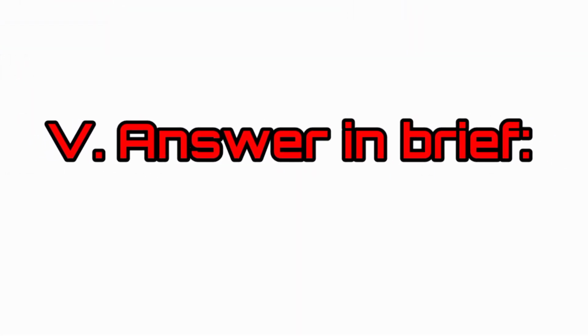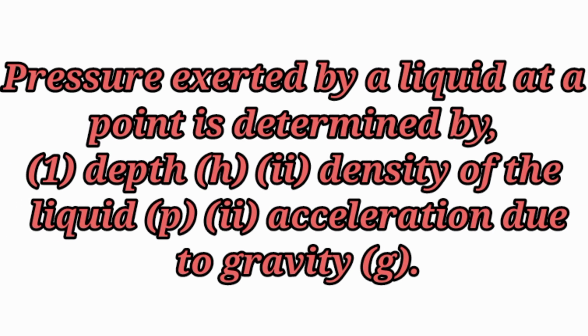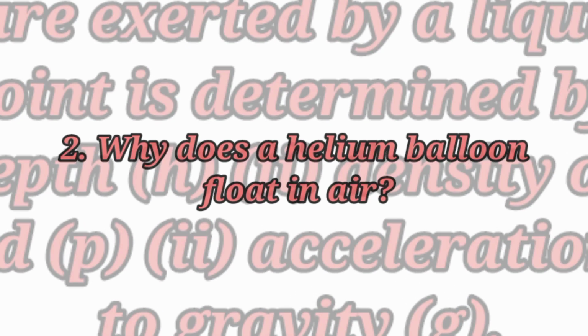Answer in brief. On what factors the pressure exerted by the liquid depends on? Answer: pressure exerted by a liquid at a point is determined by depth h, density of the liquid rho, acceleration due to gravity g.